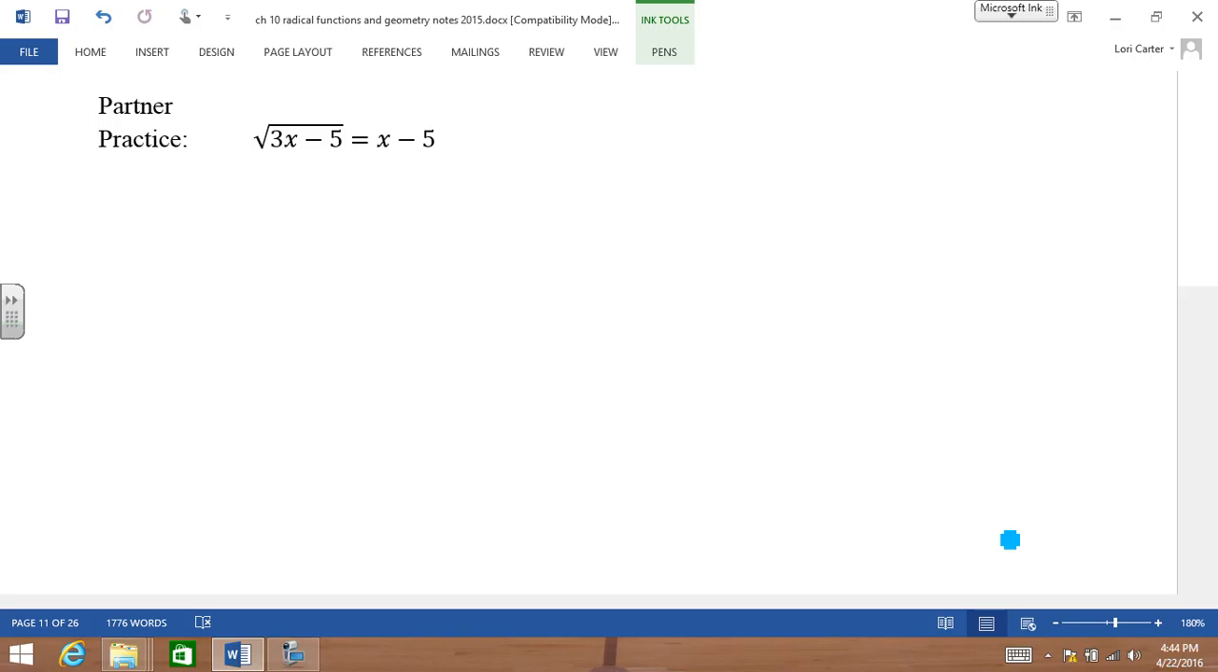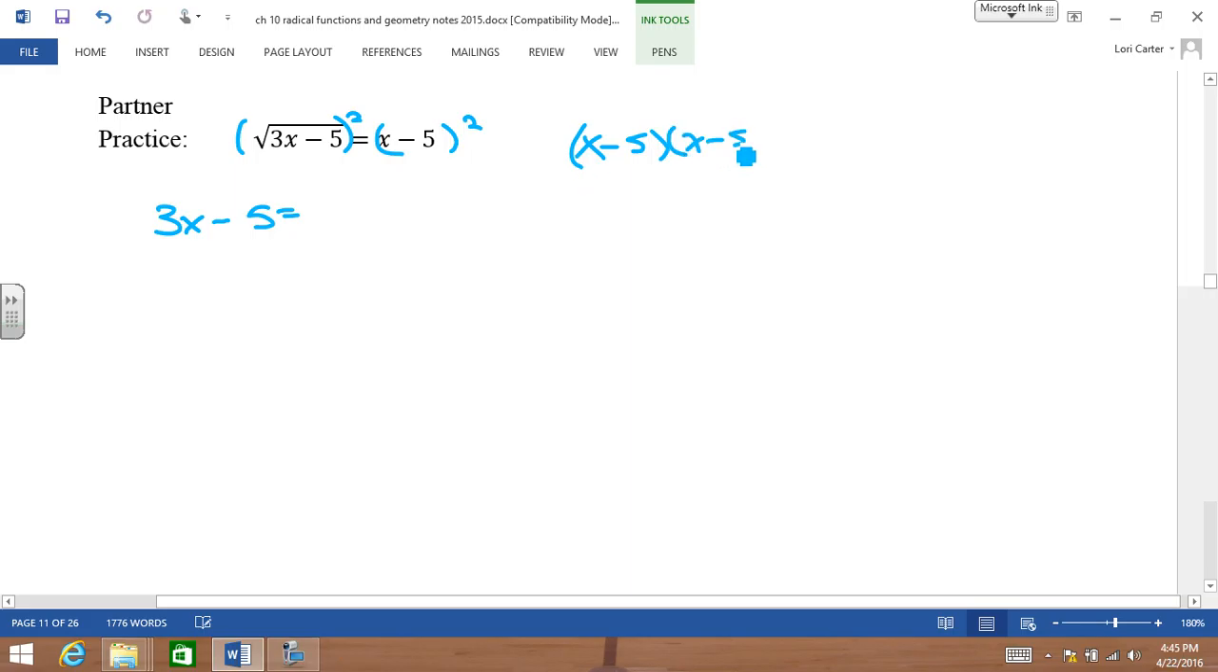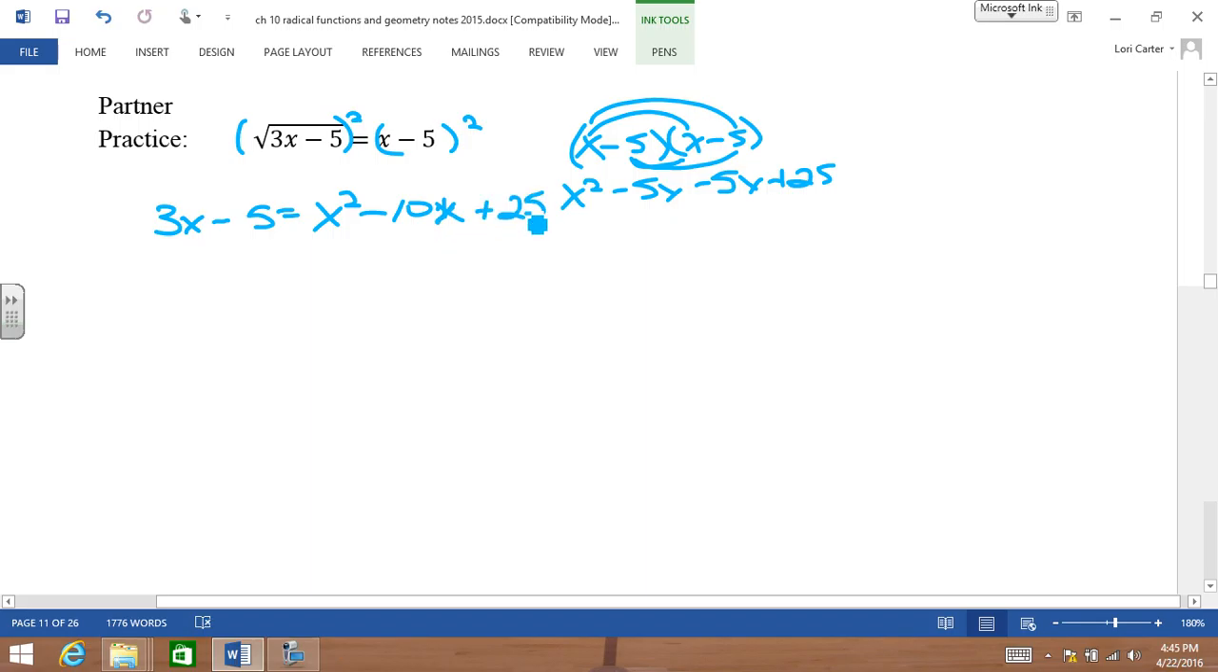First step, the square root is already by itself. So you must square both sides of the equation. So we have 3x minus 5 equals, so you're writing this twice, x minus 5 times x minus 5, which is going to give us x squared minus 5x minus 5x plus 25. So we have x squared minus 10x plus 25. Set it equal to 0.